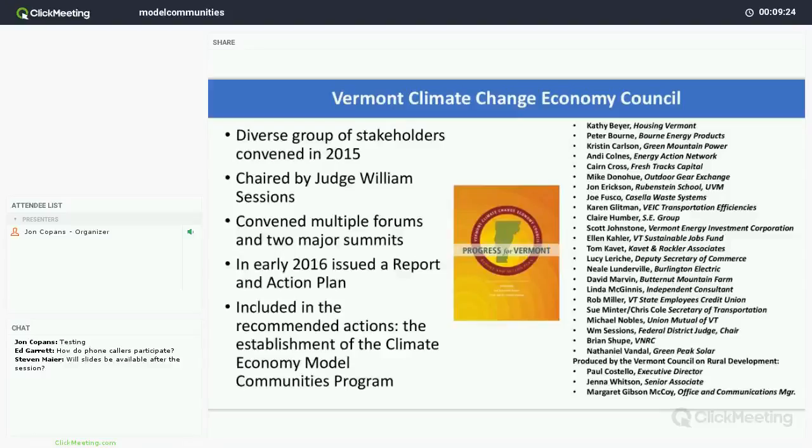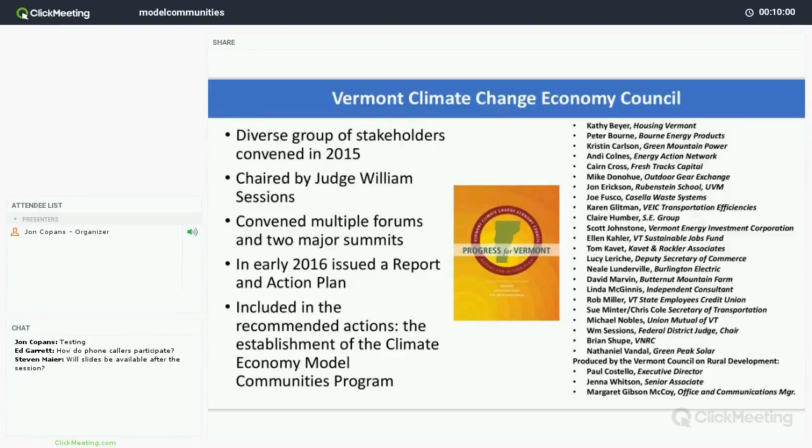One of the recommendations in that action plan was to establish this climate economy model communities program. So that was the genesis for what we are embarking on at this point. And one of the participants in that summit, venture capitalist Danny Kennedy, talked about how the global energy transition we are in is going to be one of the biggest economic transitions our world has ever experienced.